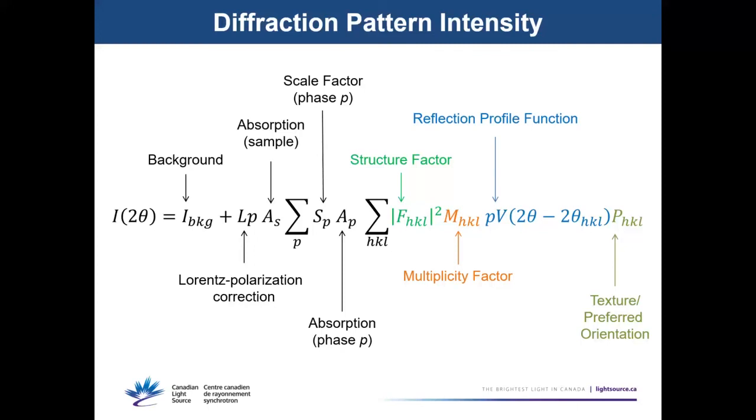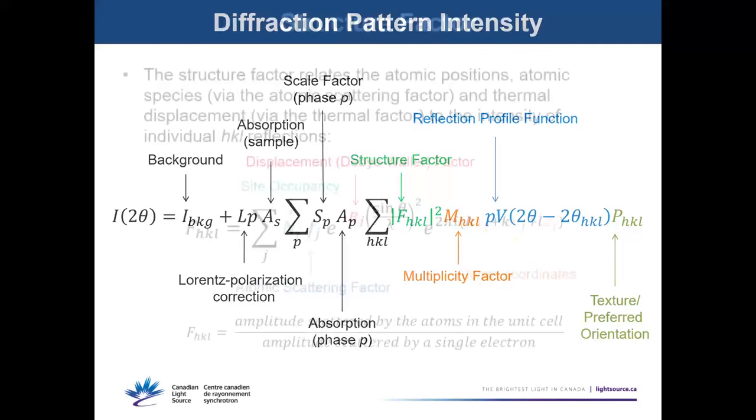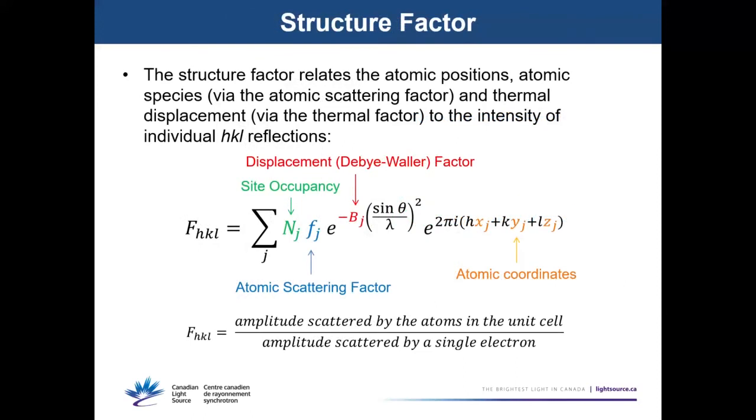Finally, we'll look at the parameters that apply to each Bragg reflection in each phase, starting with the structure factor. So the structure factor links the various atomic parameters for each atom in your crystal structure to the intensity of each Bragg reflection. To calculate the structure factor, the contributions are summed over all of the atoms in your unit cell. And the site occupancy here is a fraction between 0 and 1, reflecting the average occupancy of an atom on that site position. And multiple atoms can substitute on a single site.